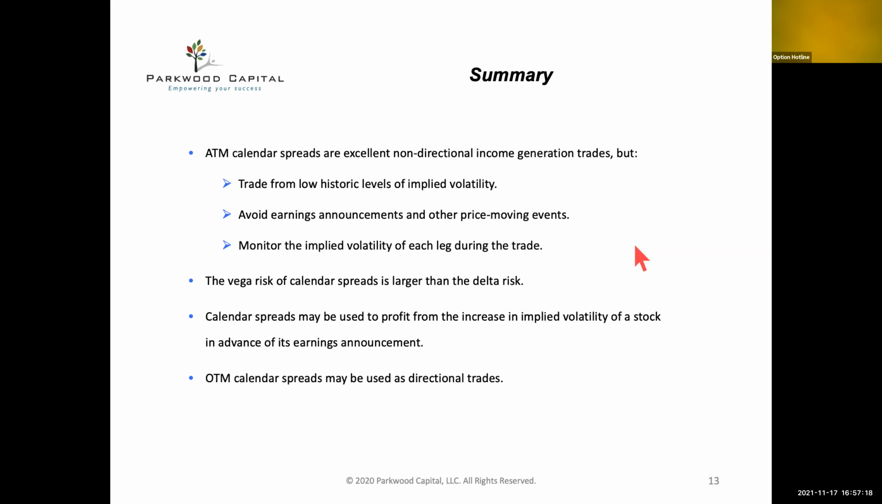Absolutely, that makes a lot of sense. And then we also had a couple other questions. First off would be, will the calendar make money if the volatility stays the same?